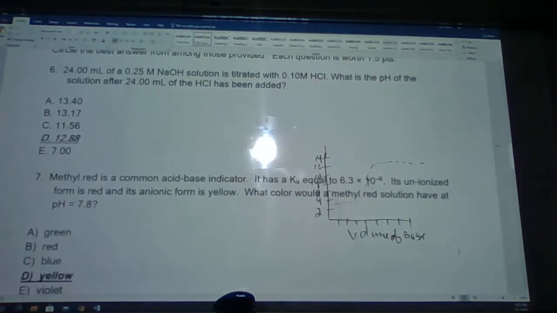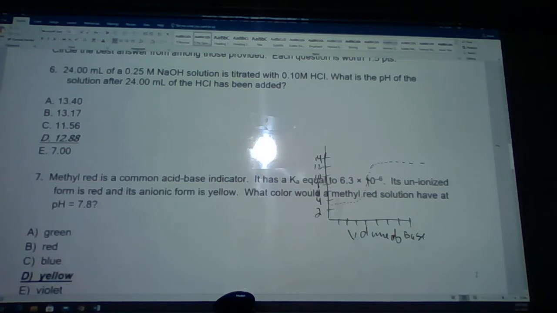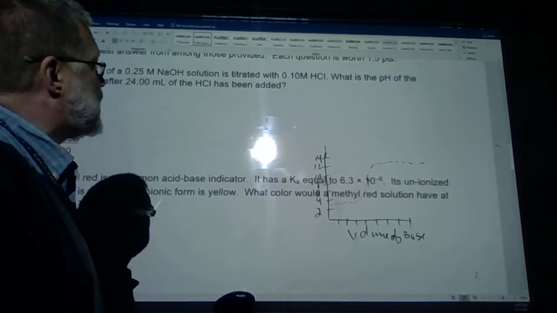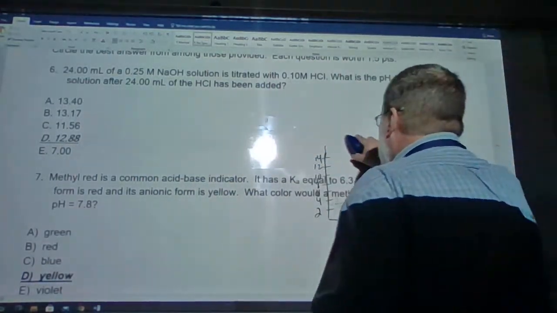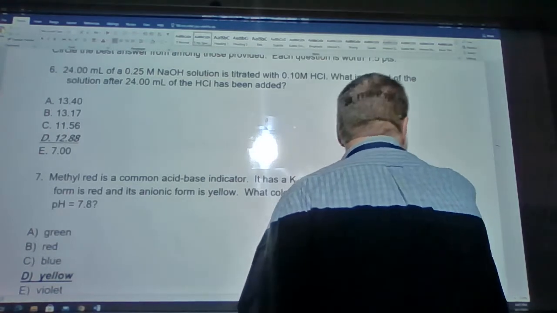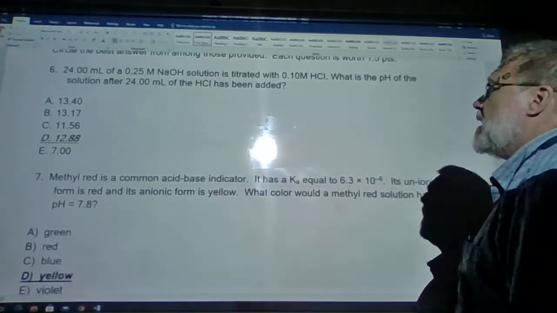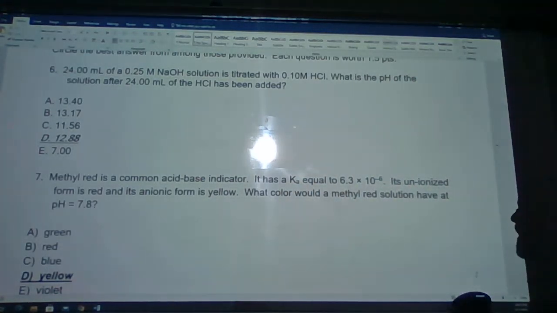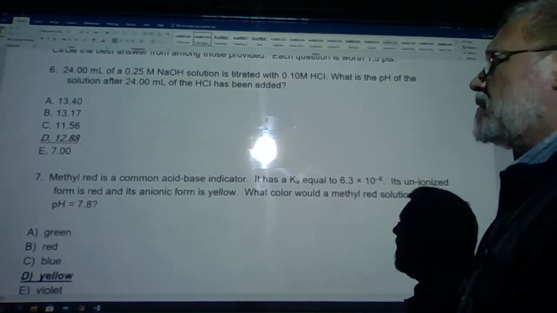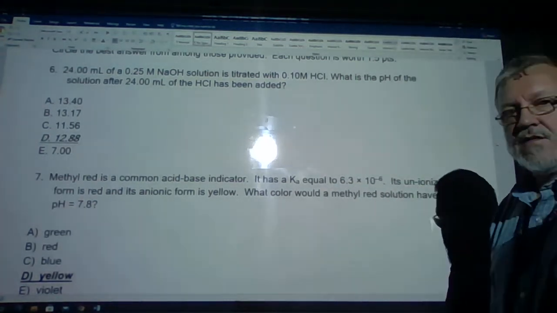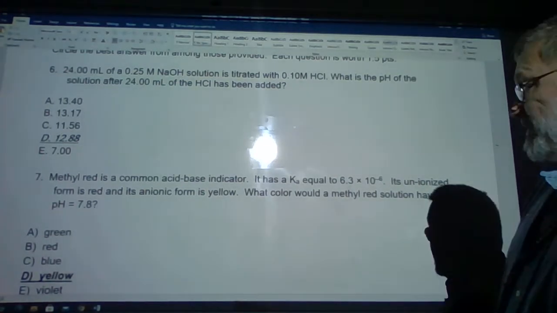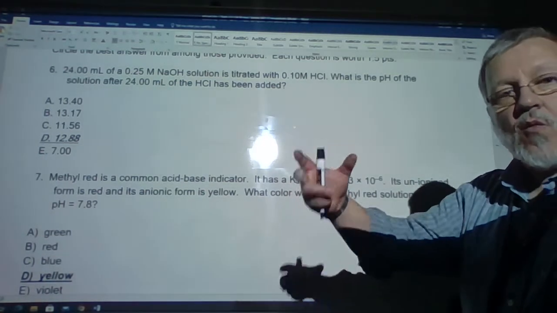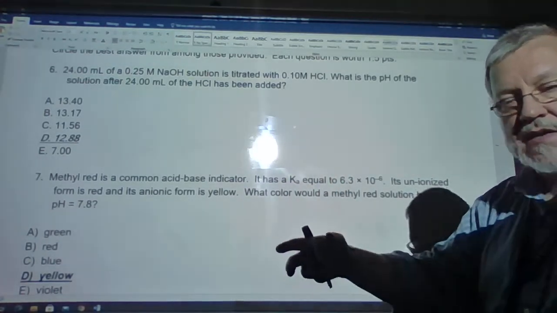Number 6, 24 mL of 0.25 molar sodium hydroxide solution is titrated with 0.1 molar HCl. What is the pH of the solution after the hydrochloric acid has been added? Well, let's look at this. What kind of reaction is this? It's an acid-base reaction. What kind of acid and base are you reacting? Write it down.